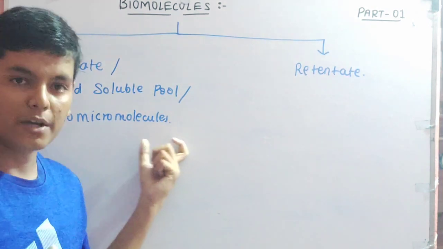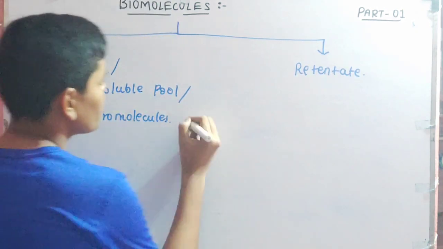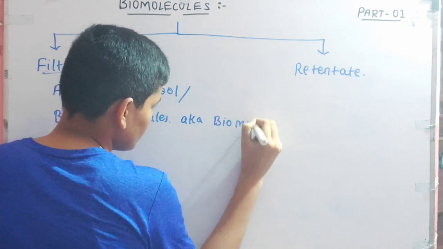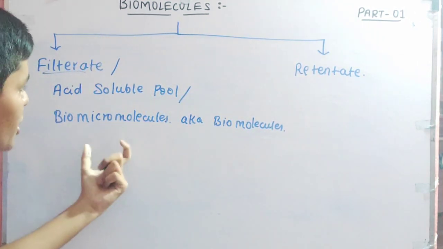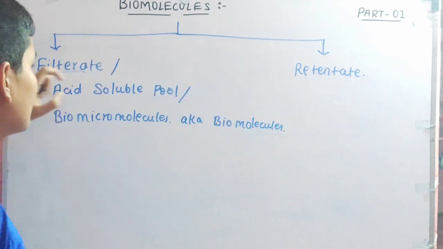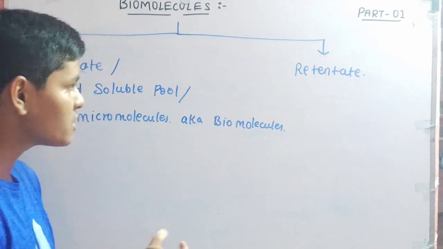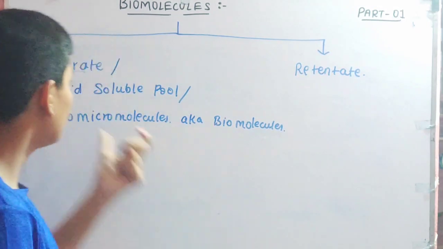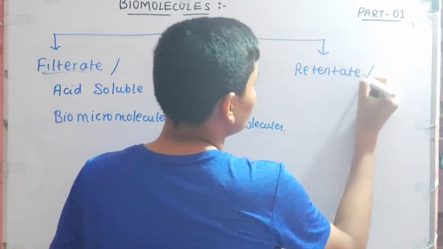What are biomicromolecules? These biomicromolecules are also known as biomolecules, also known as the acid soluble pool. What is it? Why is it soluble? Because it is soluble, it is coming down in a mixture. It is coming in the filtrate, and the opposite will be the acid insoluble pool.